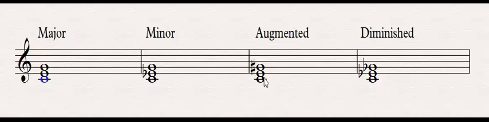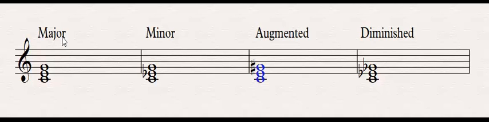The augmented is a major third, the C to the E, stacked with another major third, the E to the G sharp. And that has a bit more of a spacey feeling. Ooh. Okay, and the diminished is two minor thirds. So between all four of these different names, we have all different combinations of major and minor thirds.